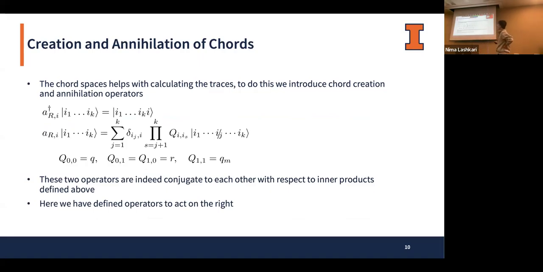Now, we can define the chord Hilbert space, which helps in calculating the traces, and to do this, we first introduce the chord creation and annihilation operators. I have these indices R because I'm defining all these operators to act on a string from the right. For example, this creation operator just creates a new chord on the right, and this annihilation operator just annihilates an arbitrary chord from the block.